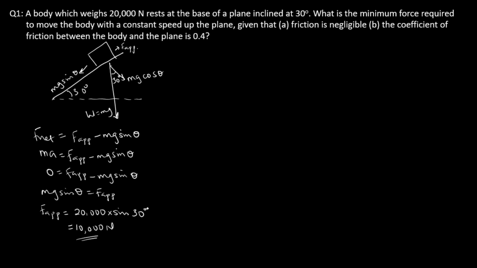So this is the force that we need to apply in order to move this body up the plane at constant speed, neglecting friction. Now, if we have to consider friction, what would our solution be like? Let's do that. If we're considering friction, then we must consider the component of the weight which is perpendicular to the plane. In fact, we must consider all the components of the forces acting perpendicular to the plane. So what are these components?